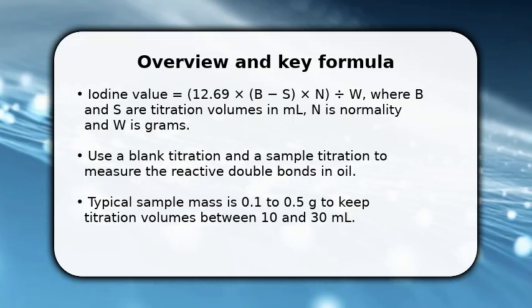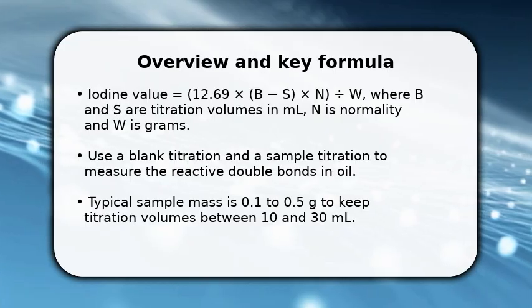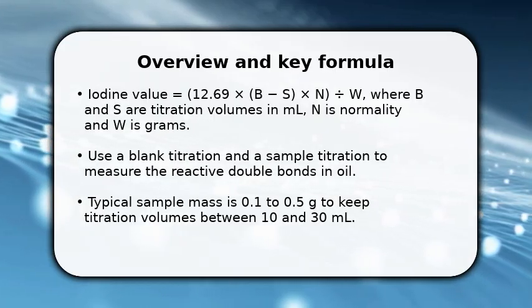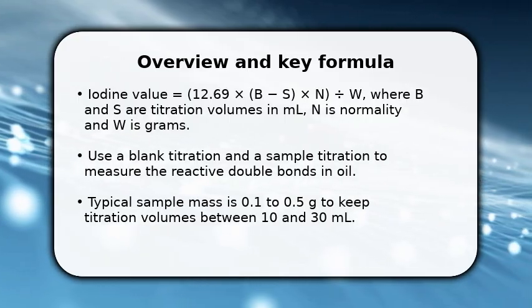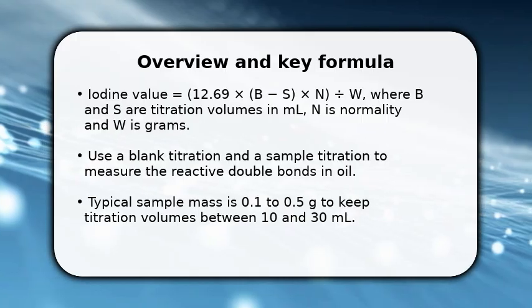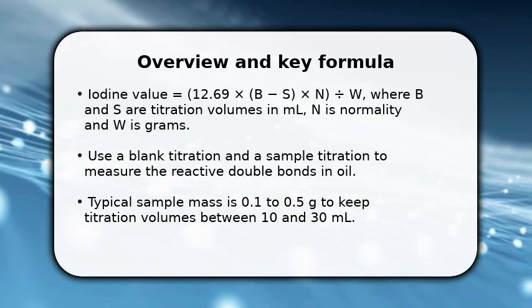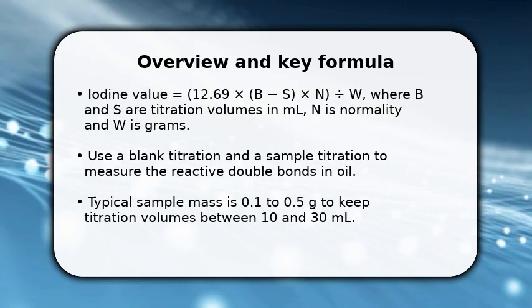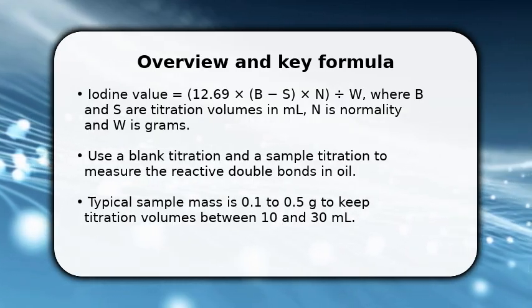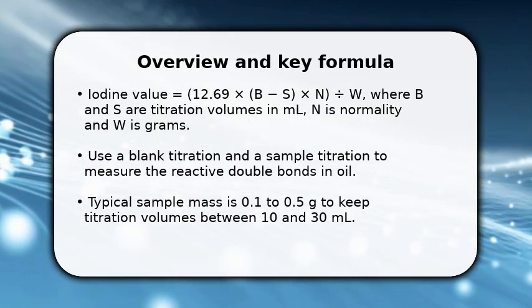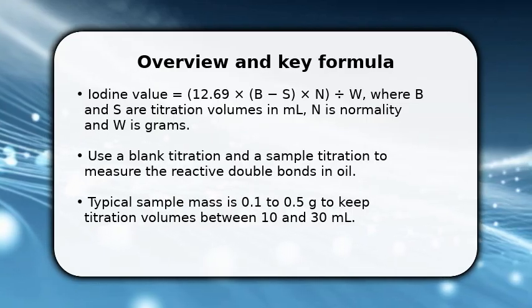Start by memorizing the calculation. Iodine value equals 12.69 times (B minus S) times N divided by W, where B and S are titration volumes in milliliters, N is the normality of sodium thiosulfate, and W is the sample mass in grams. That 12.69 constant converts titrant volume and normality to grams of iodine per 100 grams oil.